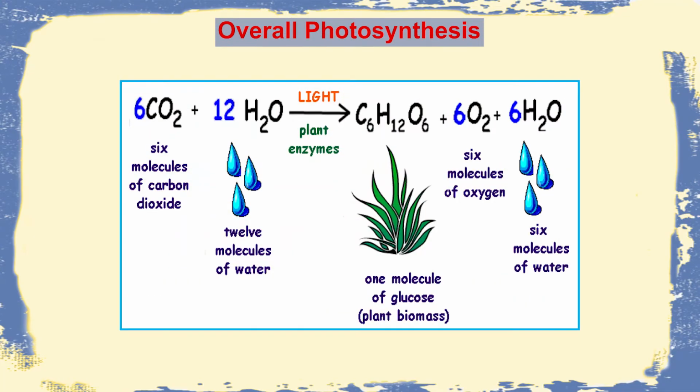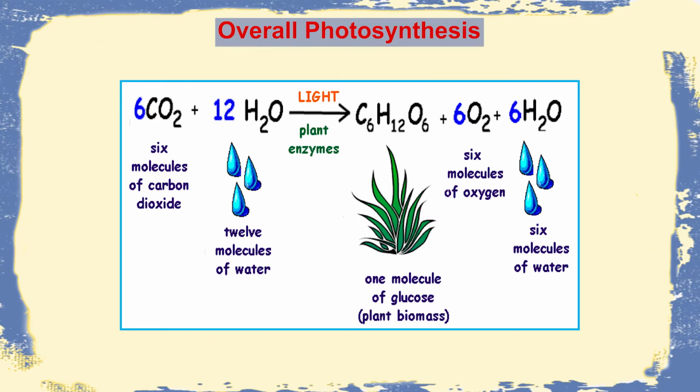This particular Calvin cycle is also known as the C3 cycle because the first stable photosynthetic product is a C3 compound, which is phosphoglyceric acid. The overall process of photosynthesis clearly shows that 6 carbon dioxide molecules produce 1 molecule of sugar or glucose, but it is also producing 6 molecules of oxygen and 6 molecules of water.